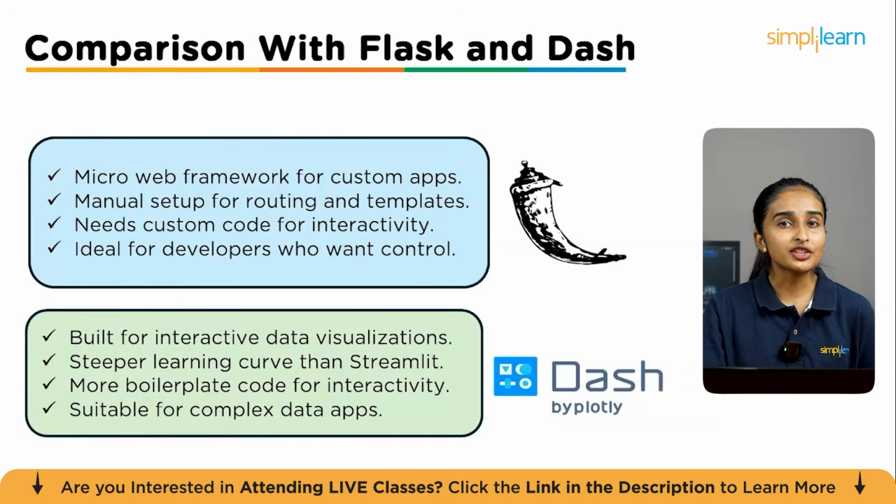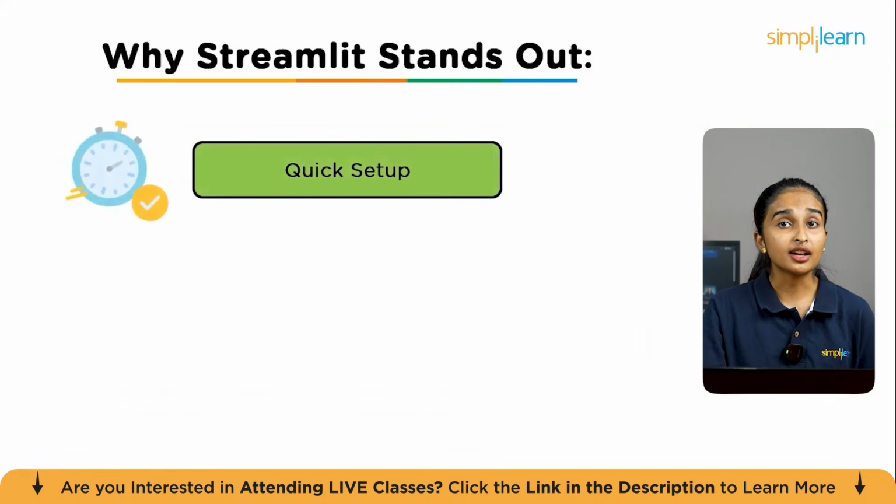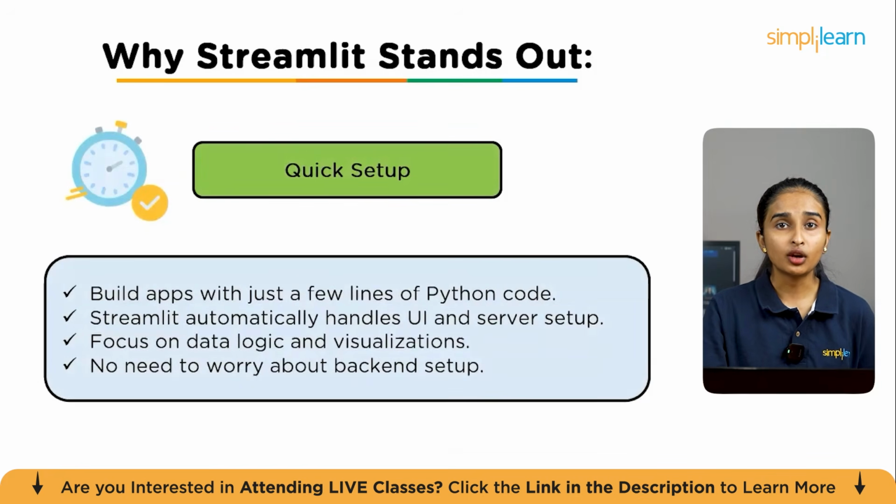Let's now move on to why Streamlit stands out. Unlike Flask or Dash, Streamlit is designed to allow you to build apps in just a few lines of Python code. It automatically takes care of things like UI and server setup. You can focus on writing data logic and visualizations while Streamlit handles everything else.